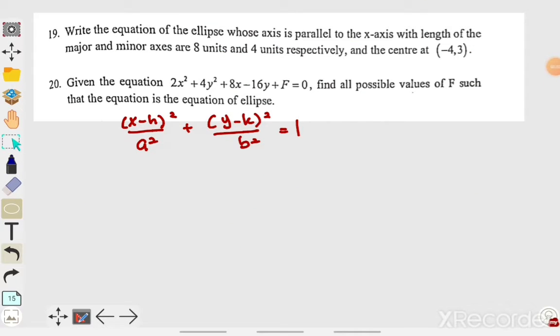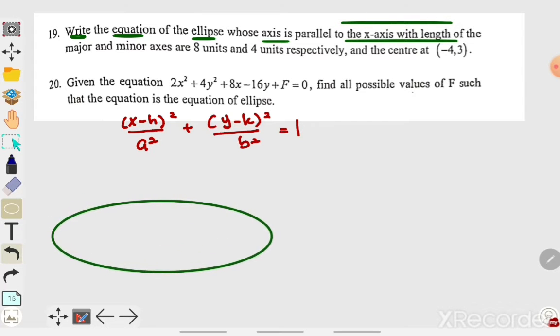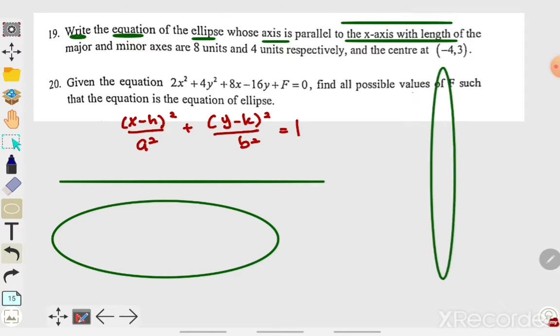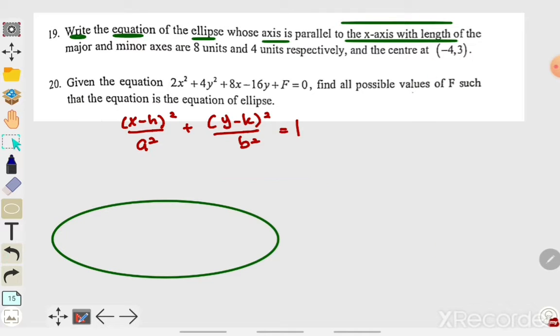All right, everybody, let's move on to question number 19. What is the question? Write the equation of the ellipse which is parallel to the x-axis. Parallel to the x-axis means this is the ellipse that is horizontal, because this is the x-axis and this is the y-axis. So how do we do this? What we have given here is parallel to the x-axis. So in this case, we know that a must be greater than b.